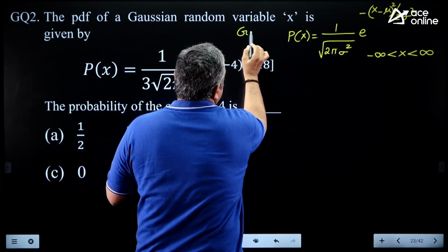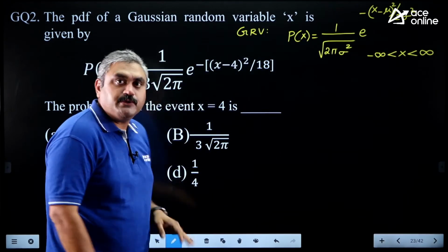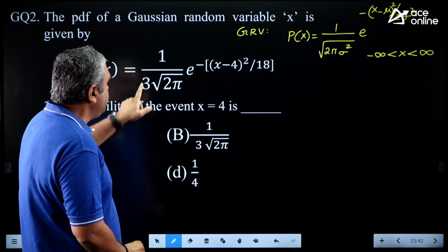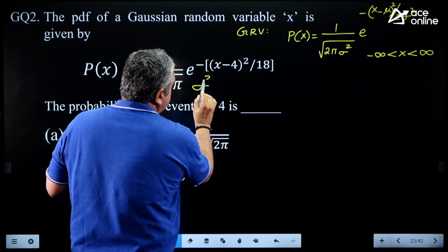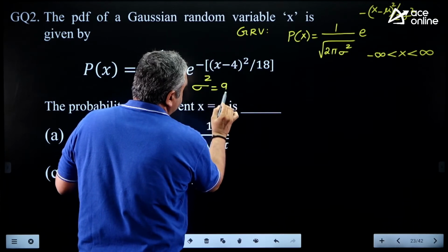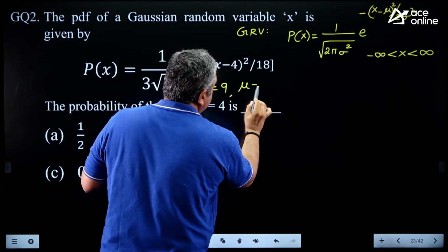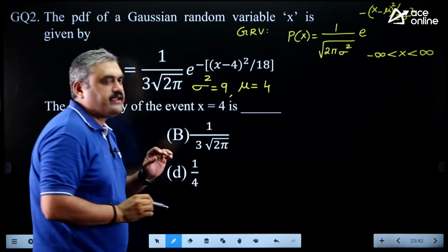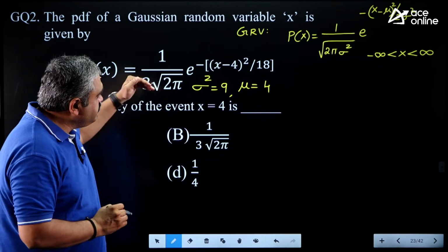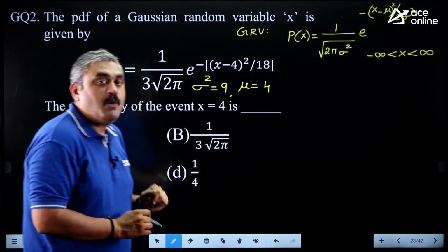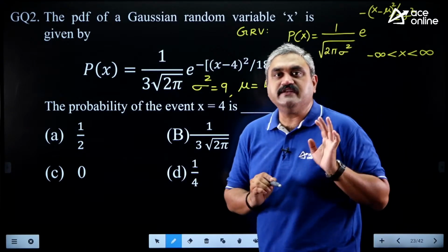So this is your Gaussian random variable. So that same data is given to you. So from here what we can assess, if you take 3 inside it becomes 9. So in place of sigma square, variance of this Gaussian random variable, it is 9. And if you compare this, the value of mean of this Gaussian random variable is 4. So these two things we can directly get. Just by comparing with the standard Gaussian random variable, we will get these two values. Now, what is the question he is asking? The probability of the event x equal to 4 is dash.